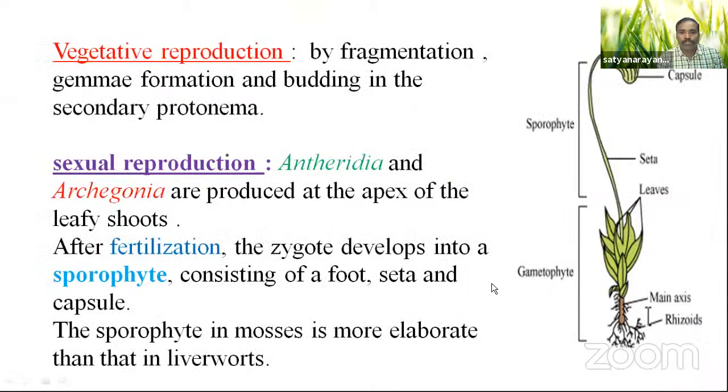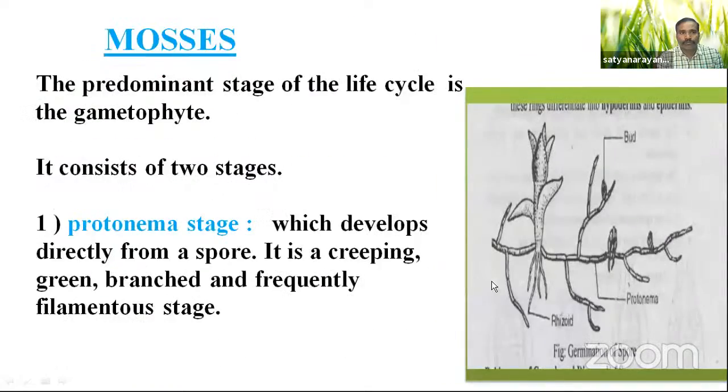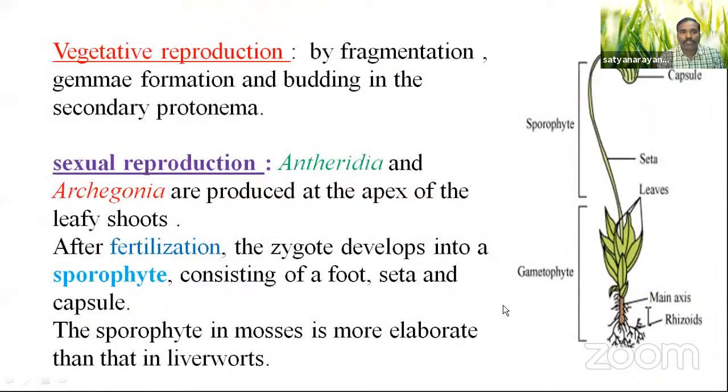Now, when it comes to the reproduction in mosses, the vegetative reproduction is done by fragmentation. So we already learned what is fragmentation. And in sexual reproduction, again, antheridium and archegonium are present. Within the antheridium and archegonium, the antherozoids and egg cells are present. So the antherozoid fuses with the egg cell and fertilization occurs.